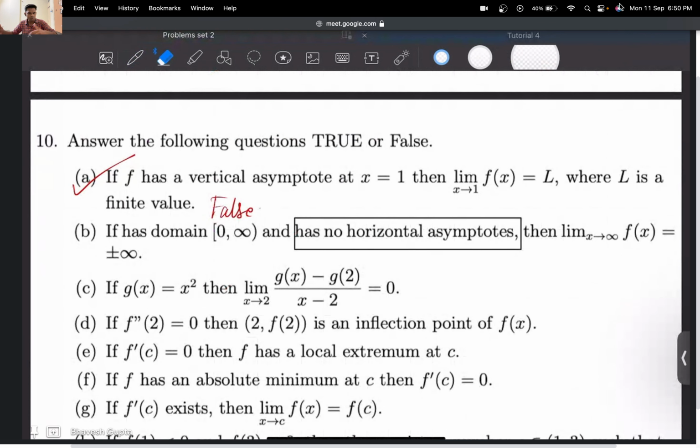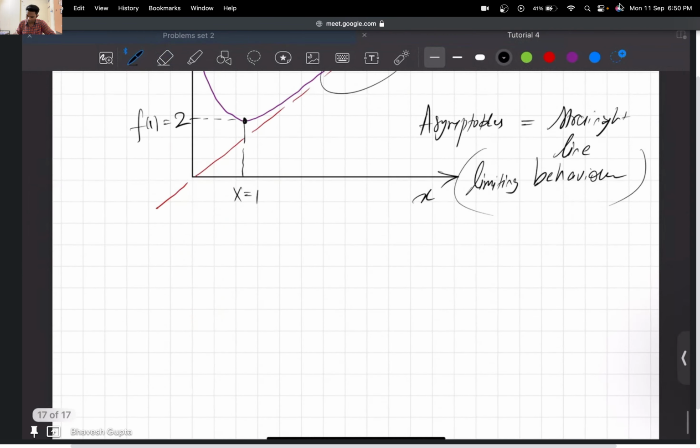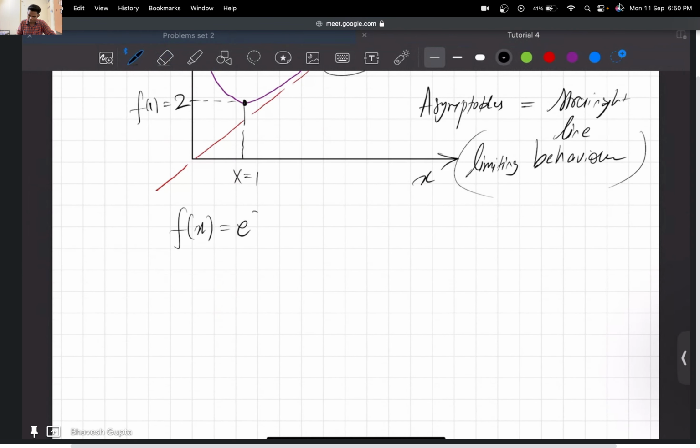So this function has no asymptote in the given domain, and the question they have asked is: does the value of the function at large input go to plus or minus infinity? You understand from here that since it doesn't have any horizontal asymptote, this might be true. This can be true, because I can give you an example of a function. Let's say f of x = e^x, which doesn't have a horizontal asymptote, for example the x-axis.